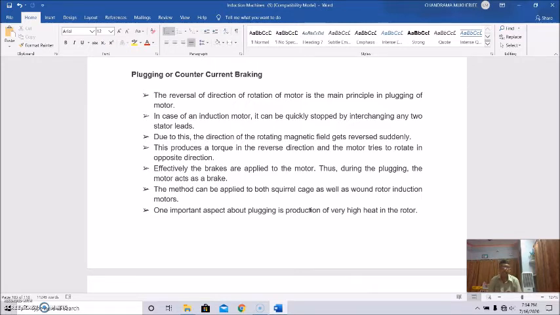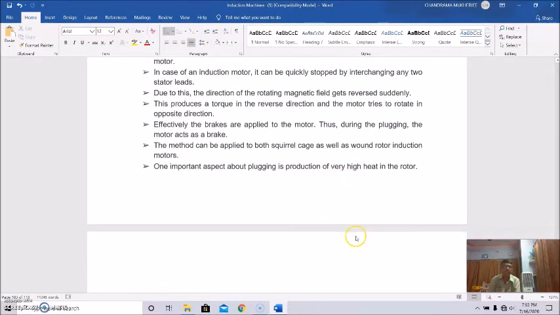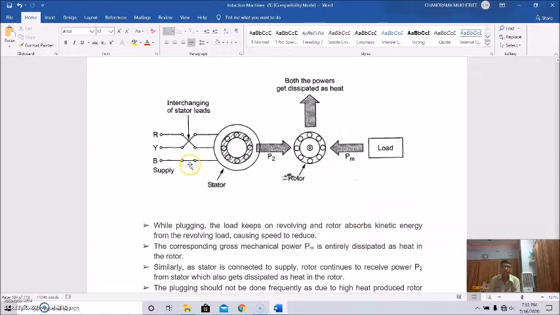This method can be applied to both squirrel cage as well as wound rotor induction motors, which is not possible in case of dynamic or rheostatic braking. And one important aspect about plugging is the production of very high heat, very high heat in the rotor. Okay, so this is the arrangement. So this is the change of connection. R is connected to Y and Y is connected to R. So as a result, a reverse rotating magnetic field will be produced. So it will supply power to the rotor, and it will rotate in the opposite direction.